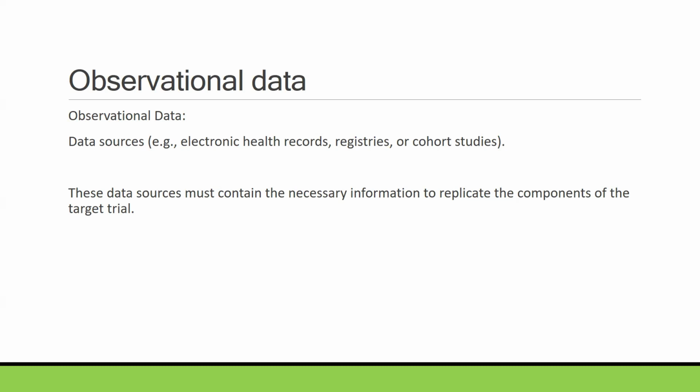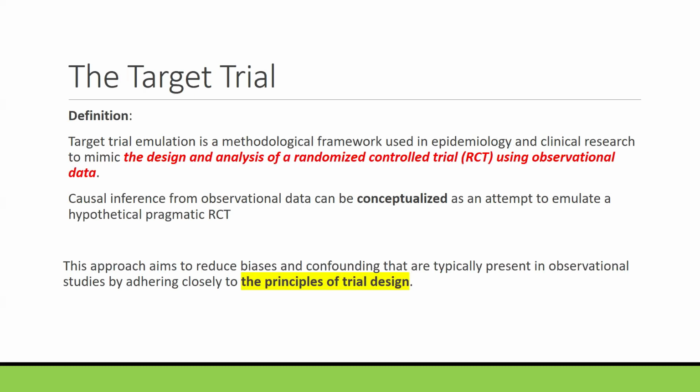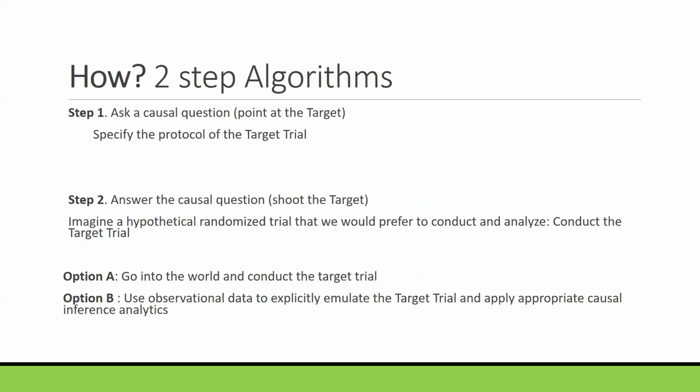I said emulation is about replication or mimicking a component of your target trial. So the definition is a methodological framework we used in a clinical setting to design and analyze RCT using observational data. We are conceptualizing it as an attempt to emulate a hypothetical RCT. It's aimed to reduce bias and confounding, which is typically common in observational studies. How do we go about it? It's simple. We use a two-step algorithm.